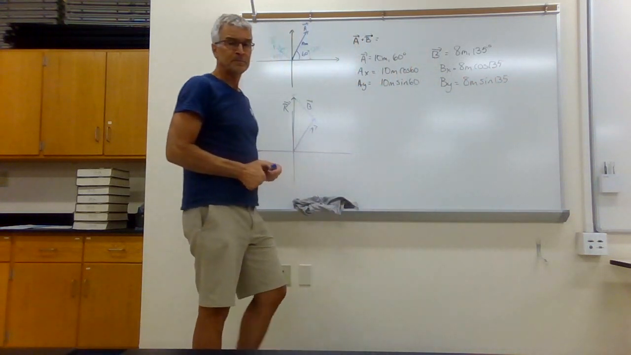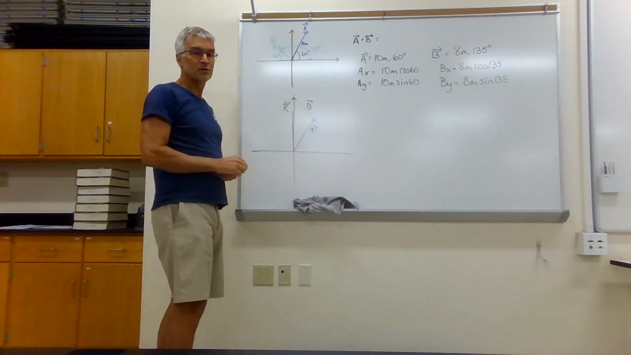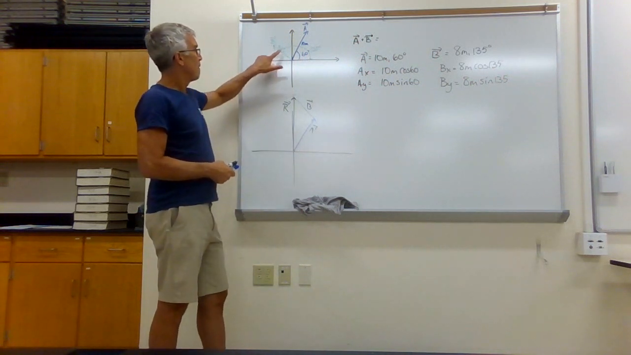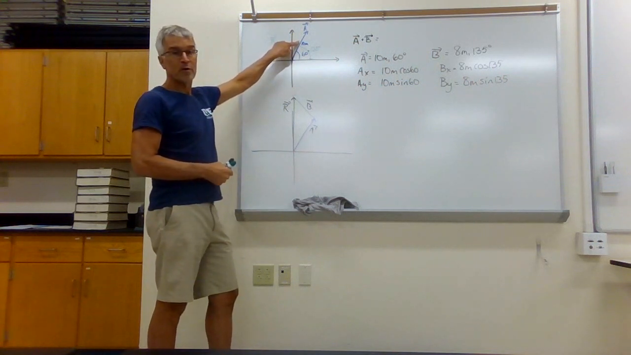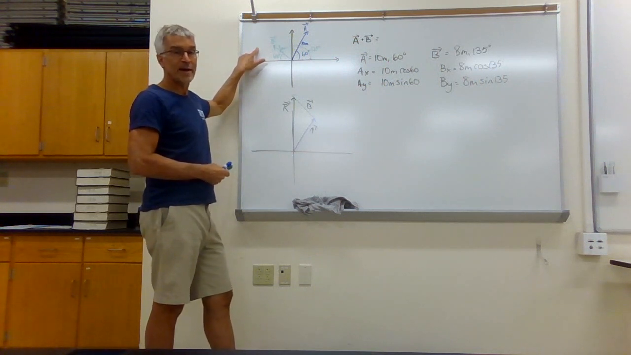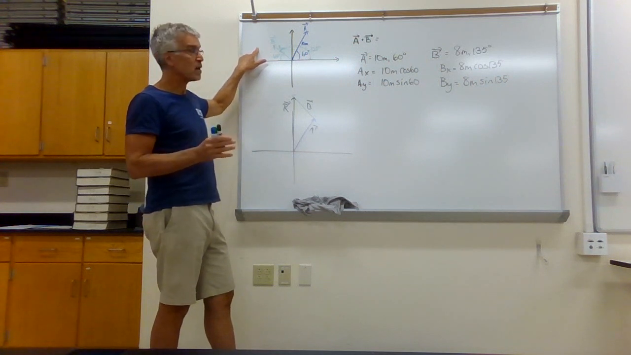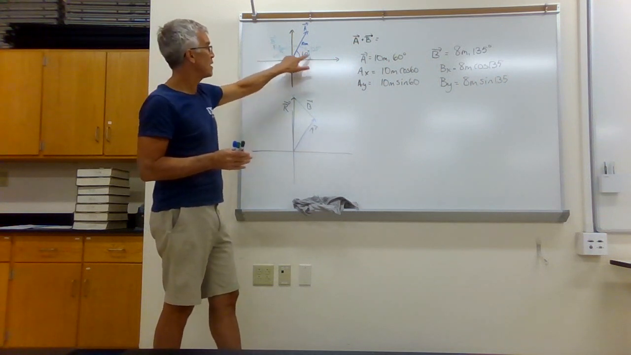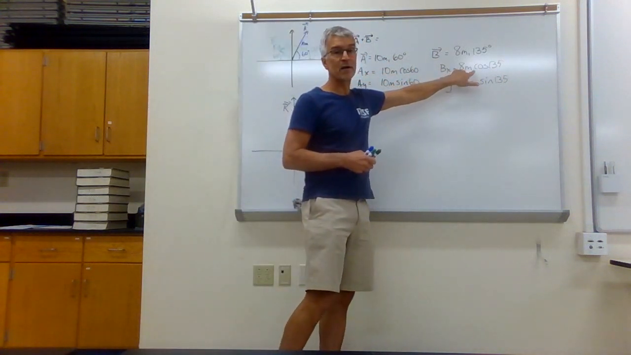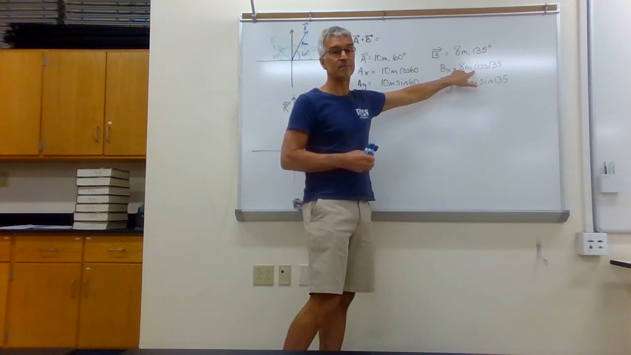Now, this is a nice little shortcut. For vector A, both components, x and y, are positive. For vector B, the y component is positive and the x component is negative. We don't have to worry about that because by using this angle, the 135, it's going to come out negative. The cosine of 135 has a negative result.